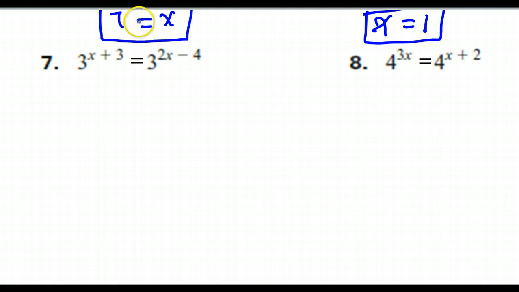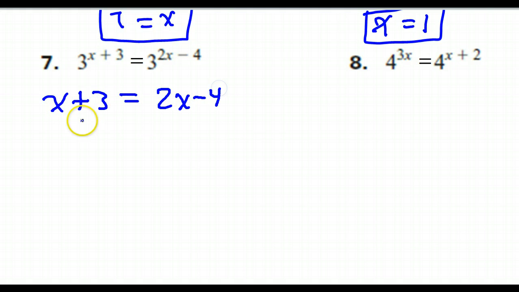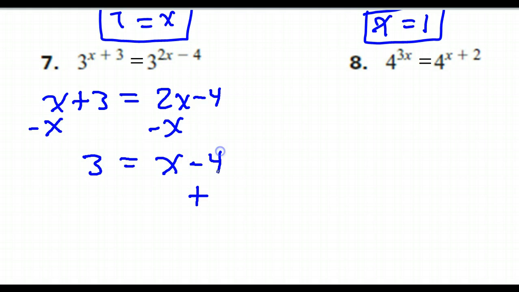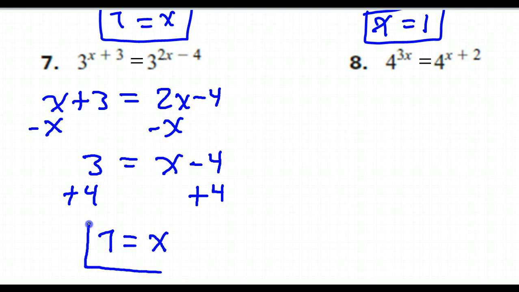Alright, back to super easy. The bases are already the same, so I can go ahead and set the exponents equal to each other immediately. So x plus 3 must equal 2x minus 4. Subtracting x from both sides, that's going to give me 3 equals x minus 4. Adding 4 to both sides, that gives me x equals 7.